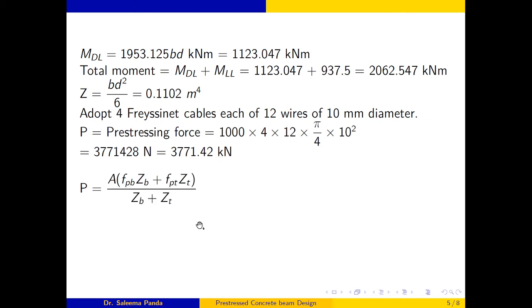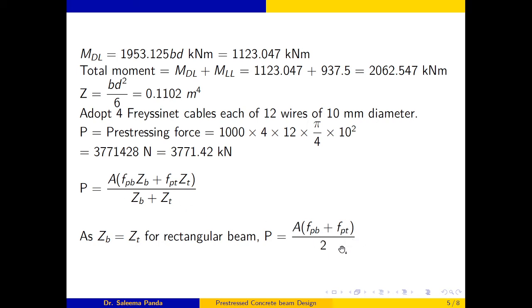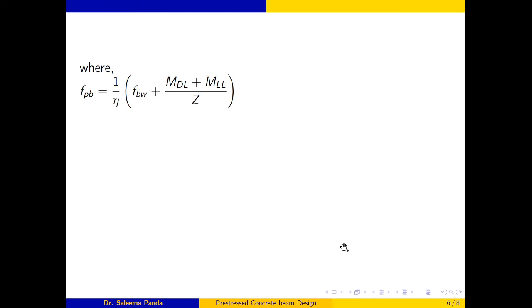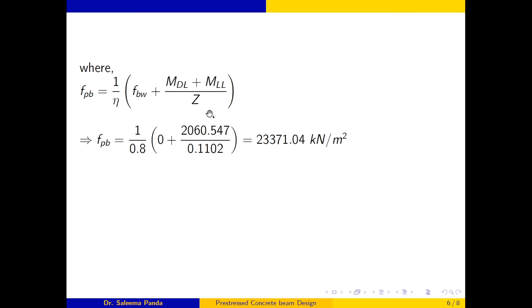We know this formula for pre-stressing force. Again, all the derivation has been given in the other video link which I have given before. So this is area into FPV ZB plus FPT ZT, by ZB ZT. Now this is a rectangular beam, so ZB equals ZT. If I use Z, it cancels, so area into FPV plus FPT by 2. This is our formula, where FPV is 1 by eta FBW plus total moment by Z. So putting the values, we get 23,371.04 kilonewton per meter square.